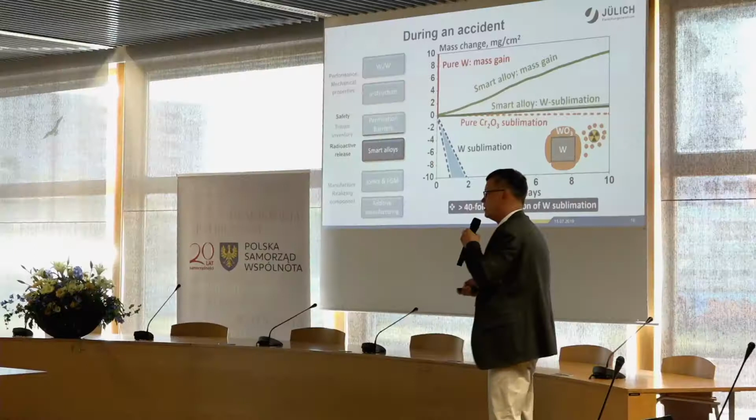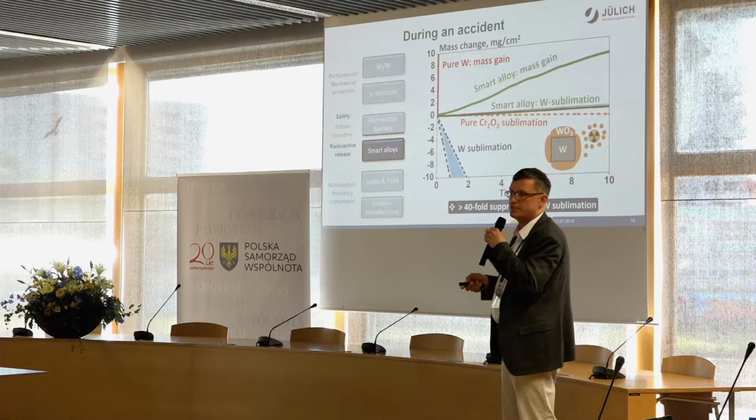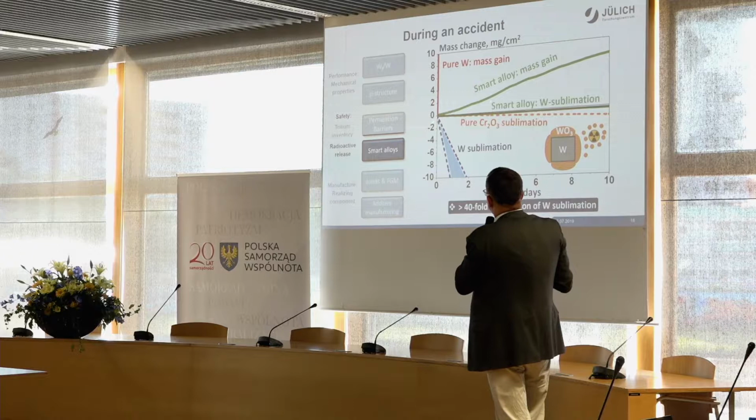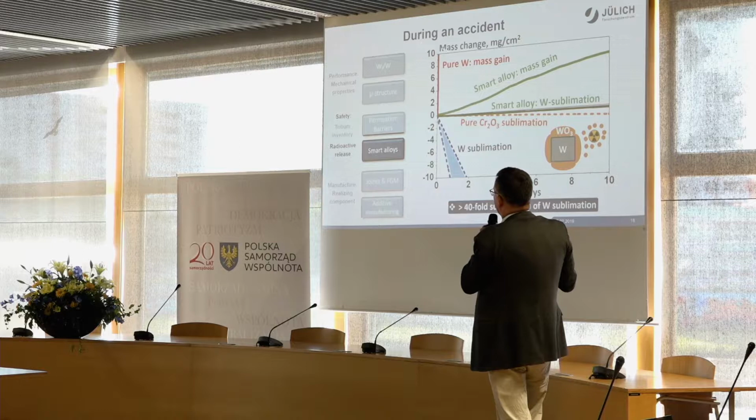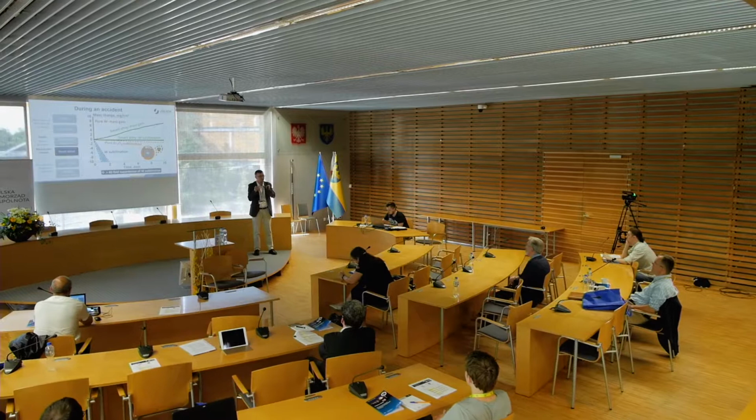So what will happen with the tungsten? It will simply increase in mass like a rocket going up. Actually, this axis is going up to 150. I simply didn't show it in order to let you see everything. And this is the smart alloy mass gain. It's very benign, even if we cut the scale here. But this is not really the main problem. Tungsten can oxidize, this will bring mass, this will destroy some mechanical parts, but it will not lead to a release.